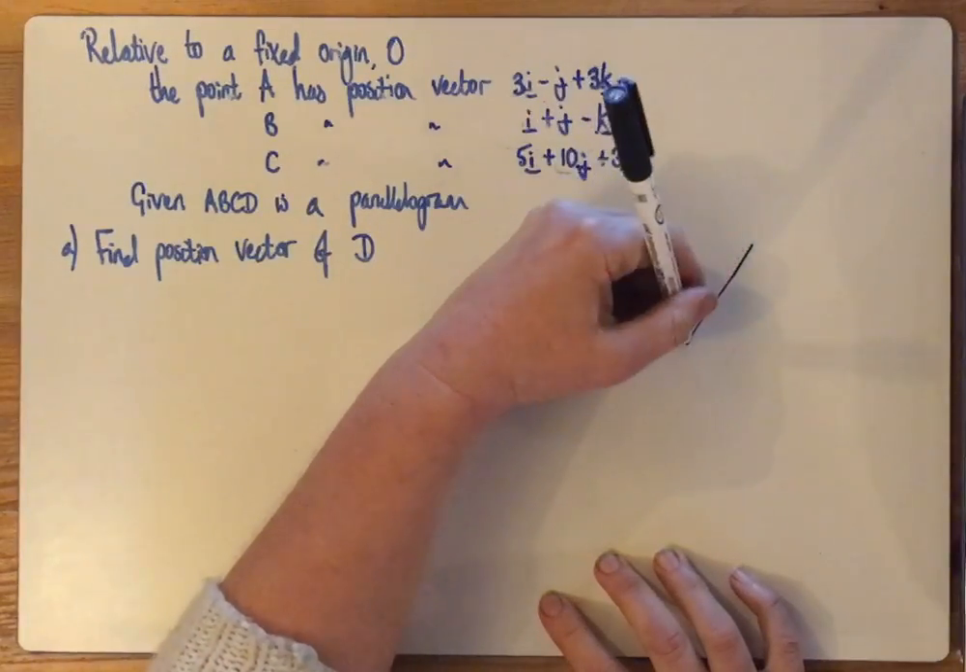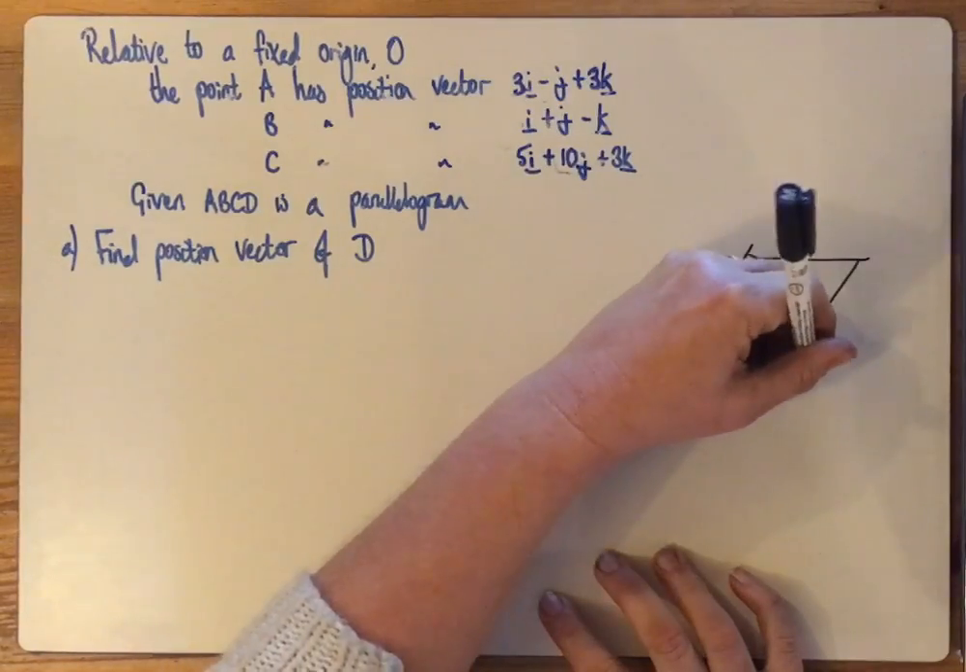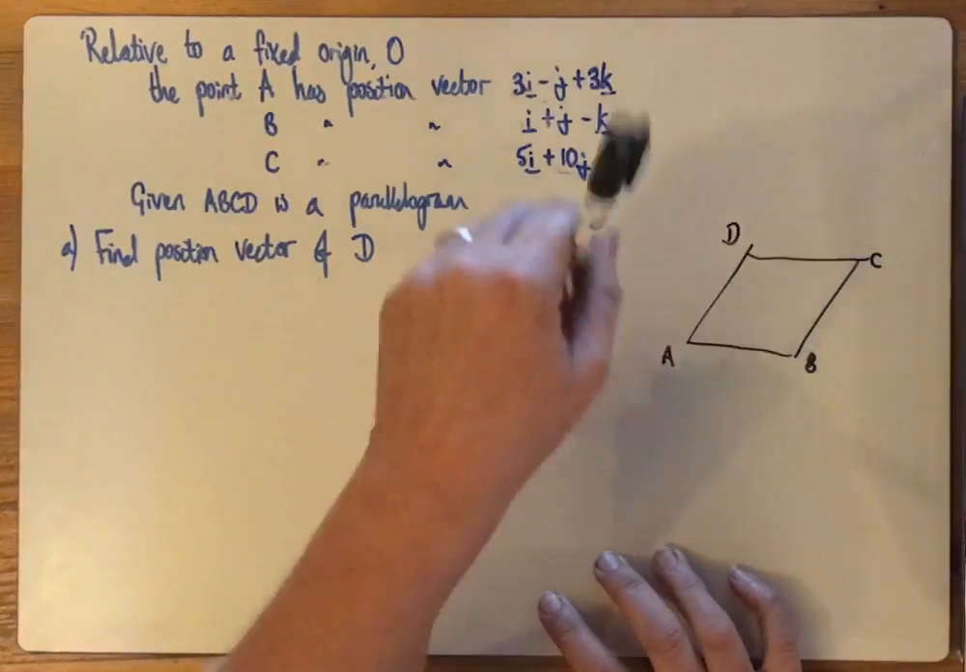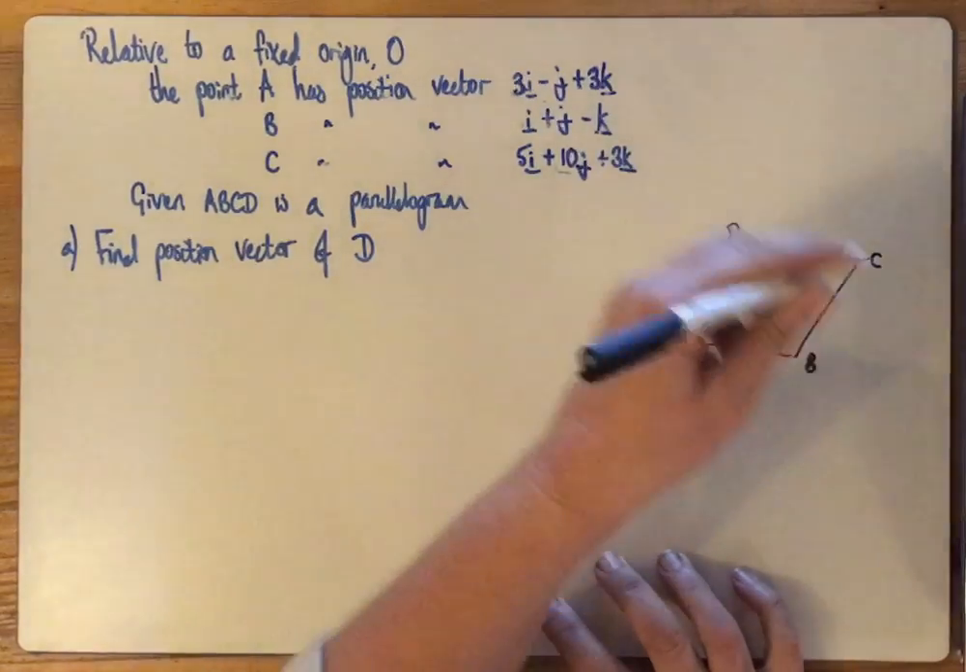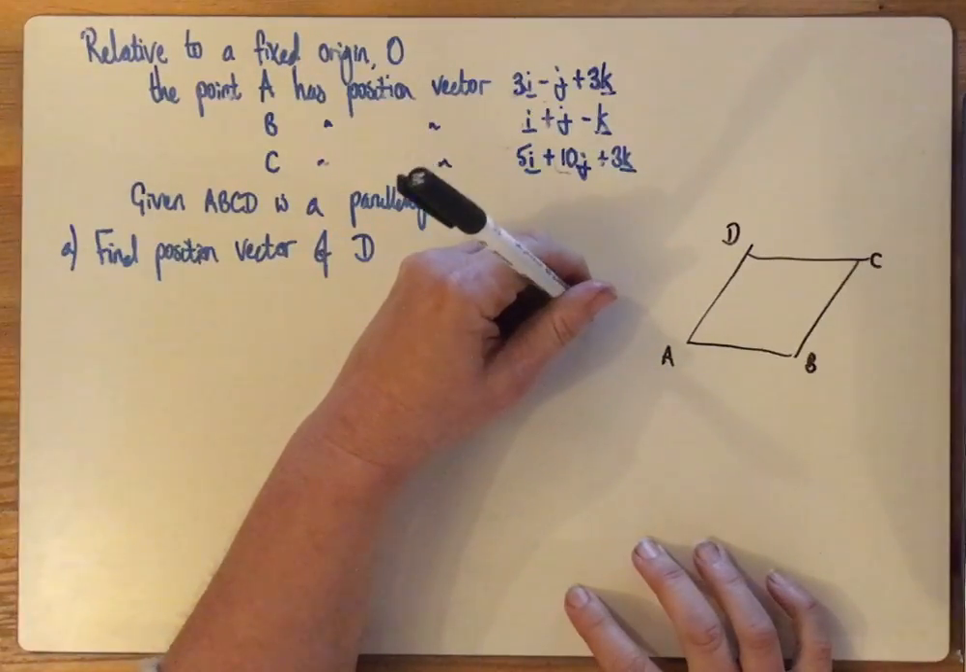You don't need to overthink these diagrams. So parallelogram ABCD. You need to be going round A, B, C, D. But in fact, where you start with A and which order you go in doesn't matter. And we want the position vector of D.